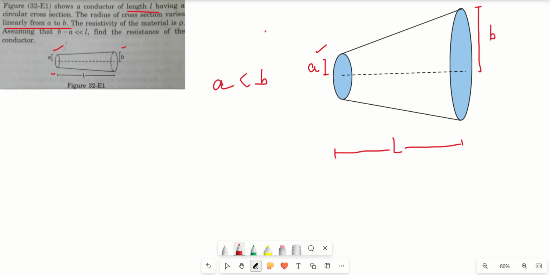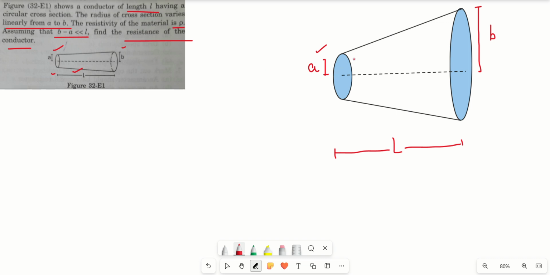To clear that, I have drawn a figure on the side so that you are able to understand it properly. We are also told that B minus A is less than L, which means if we find the result of B minus A, it will be very much smaller than L. We have to find the resistance of the conductor, and we are given the resistivity is rho. Sorry, I got a bit confused. So yeah, let's start solving this question.